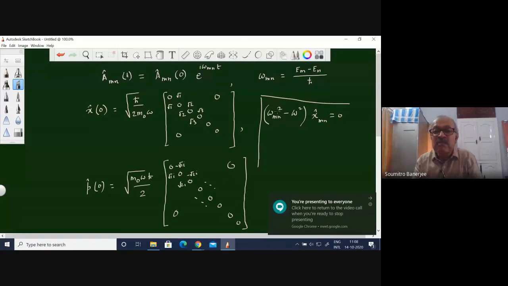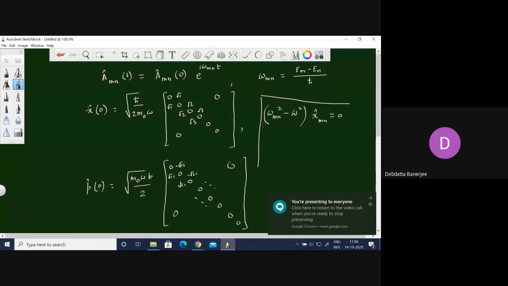Now when will this term be 0? That can be 0 only when omega mn equals omega, and that essentially says that only when the difference between m and n is just 1, then only this term can be 0. Otherwise, this term will be non-zero, and therefore these terms will be zero, and that's why all these terms are zero. Get the point now?